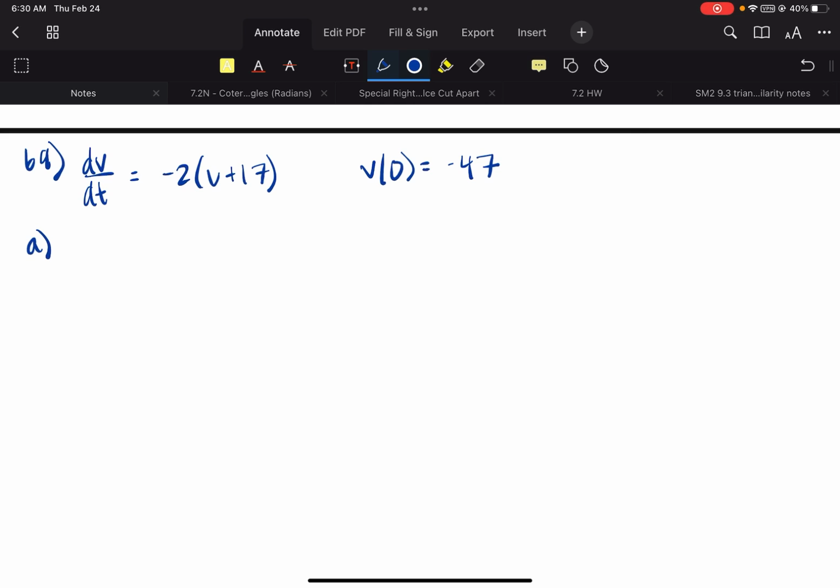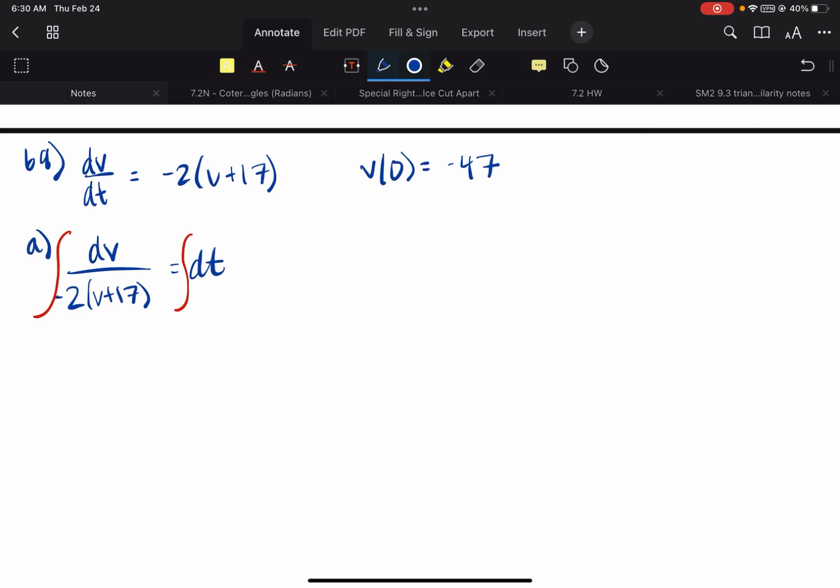I want to solve this using separation of variables. The first thing we need to do is get all the v's to one side with the dv and all the dt's to the other side. So that ends up looking like this. Now I need to take the antiderivative of both sides, so I'm going to put an integral sign on both sides.